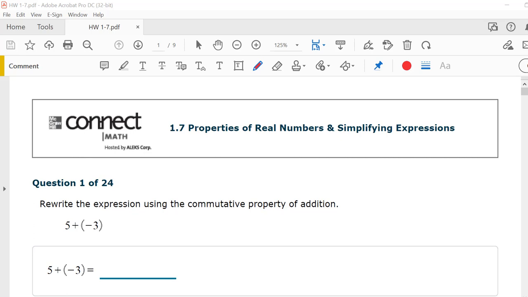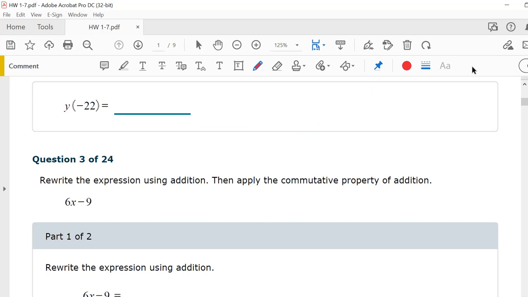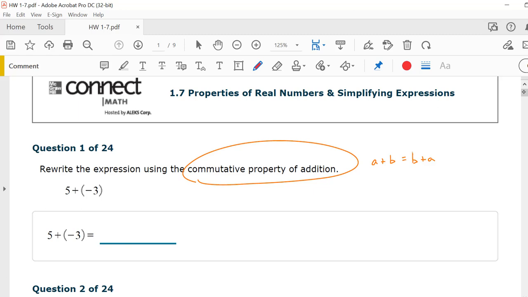Question number one says, rewrite the expression using the commutative property of addition. So I'm going to go make some notes as we go. Commutative property of addition says that A plus B is equal to B plus A. You're going to need to know that. So for the example, it says 5 plus negative 3. So if I'm using the commutative property of addition, I want to rewrite the terms in the reverse order. So I'm going to write negative 3 plus 5.